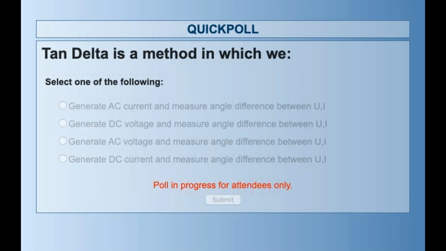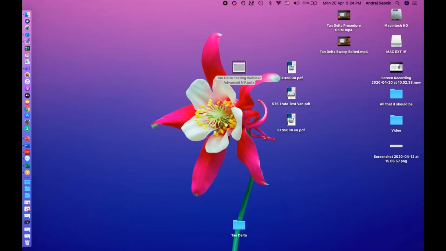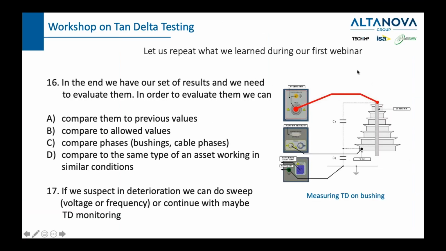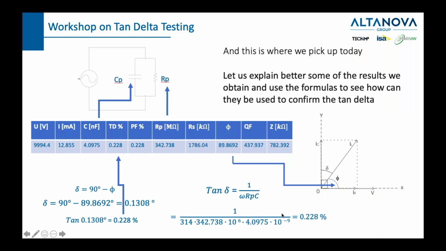Let me see. So now we have 73% of people who have voted, and 76% of the people got it right. So it is C: generate AC voltage and measure the angle. Very good, I'm proud of you guys. We will close the poll and let us continue. I think we've answered all of your questions, and now we proceed.